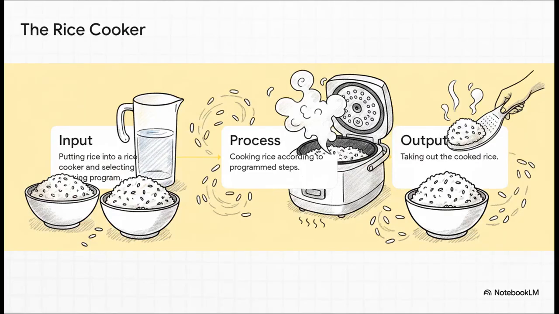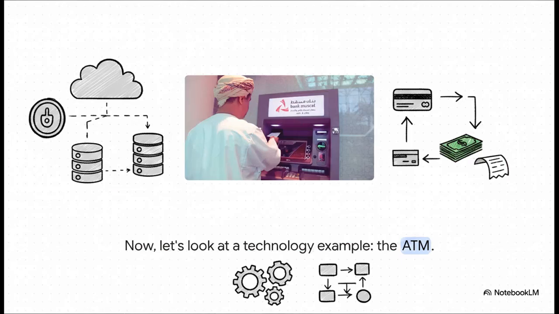So you see how it works? The input, that's just the raw ingredients, right? The uncooked rice and the water. The process, well, that's what the machine does. It heats up, creates steam, cooks for a certain amount of time. And the output? Perfectly cooked rice. Input, process, output. See? Super simple. Okay, that was easy enough.